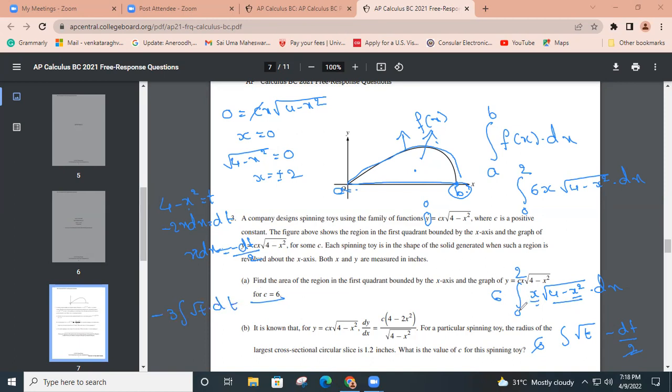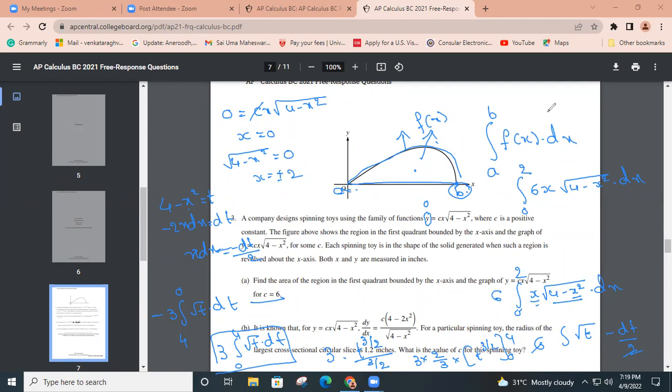If you want to put limits, you'll understand. Put x is equal to 0, t is 4. Put x is equal to 2, this is 0. So I'm reversing the limits. So 3 times integral of 0 to 4 root t dt is my final limit. If I integrate this, I get an answer. 3 into t power 1 by 2 is t power 3 by 2 by 3 by 2. This goes to the numerator. 3 into 2 by 3 into t power 3 by 2, limits are 0 to 4.